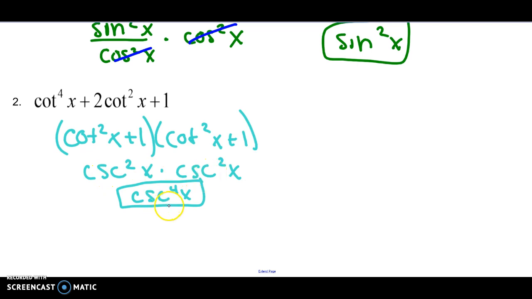And so I get cosecant to the 4th of x. I know, those were wild. Super duper fun. Let's keep doing it.